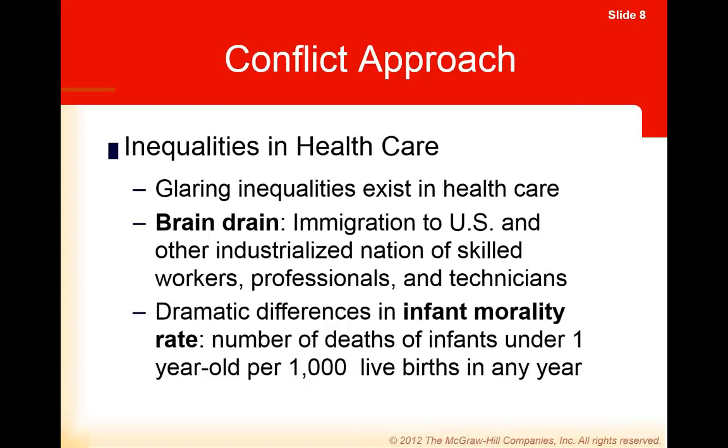On a global scale, that should say dramatic differences in infant mortality rate, not infant morality rate. Really, infants are too young to have developed morals yet to have a moral base. So it should say mortality. And that's the number of deaths of infants between 0 and 12 months of age per 1,000 live births in any year. The United States of America, our infant mortality rate is roughly 6.1. So on an annual basis, of every 1,000 babies that are born, 6.1 of them die before their first year is up.